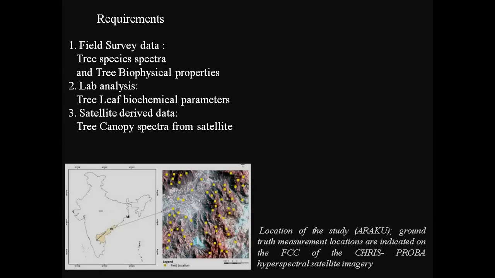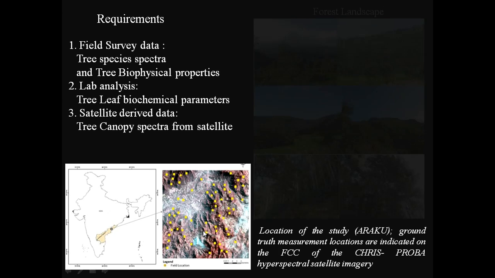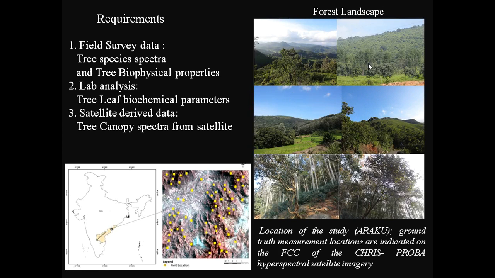Initially, we have chosen Araku as the study area. The satellite data used here is CRISP Proba data, CRISP data sets. It's a part of Araku, and the landscape has different types, with good vegetation, trees with grass, and different terrains with different tall trees. In such a scenario, it's very difficult to get the leaves of the top canopy. So we try to pick leaves from the lower canopy part of the tree, and we analyze these leaves, and finally the spectra from these leaves are upscaled to the top canopy level.